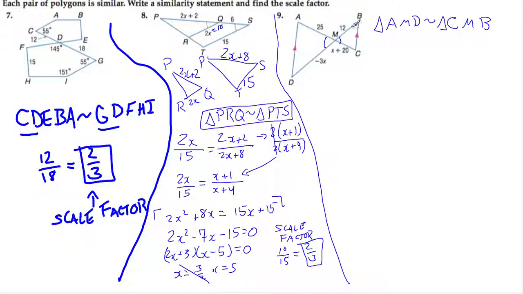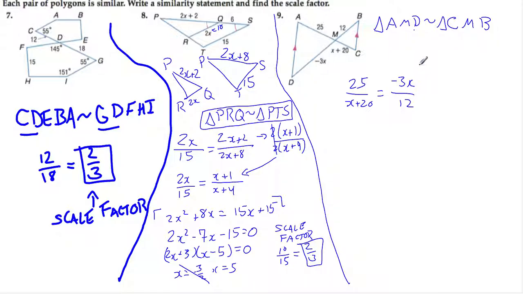Notice with these parallel lines here, angle B is going to be congruent to angle D, because these are alternate interior angles. So D and B must be in the same position. So then I want to set up a proportion to find the scale factor. Well, again, I'm going to have AM, which is 25. So AM to CN, which is x plus 20, is going to equal MD, negative 3x, to MB, which is 12.